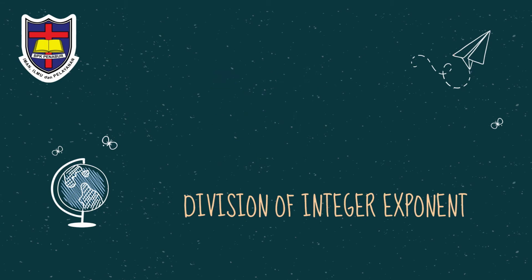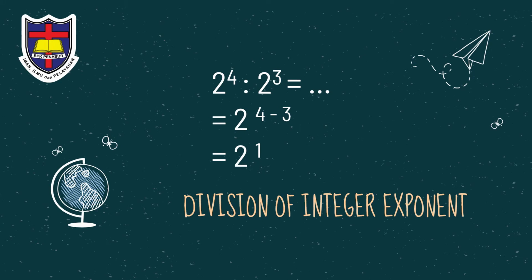Now we will see another example of it. Now if I have 2 to the power of 4 divided by 2 to the power of 3, the base number is the same. So we can write it as 2 to the power of 4 minus 3. So we have 2 to the power of 1, or we can say that the result is 2.